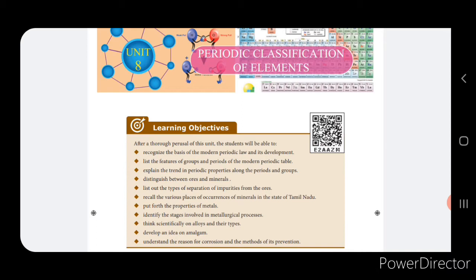Today in this session we are going to see the extraction of copper and extraction of iron, what is amalgam, what is corrosion, and what are its methods of prevention. Let's go into the session, children.